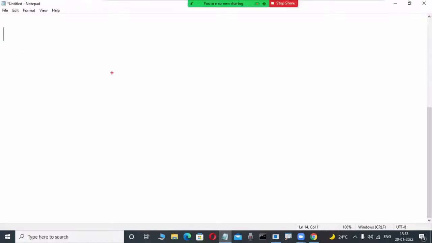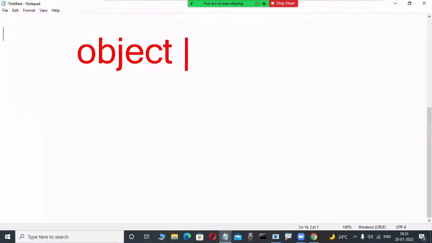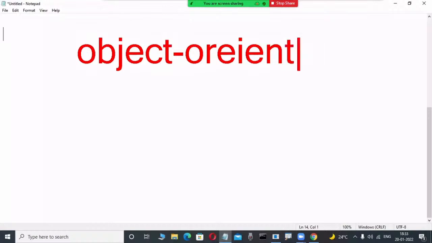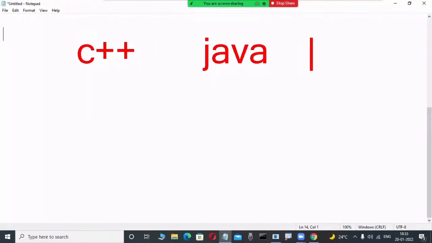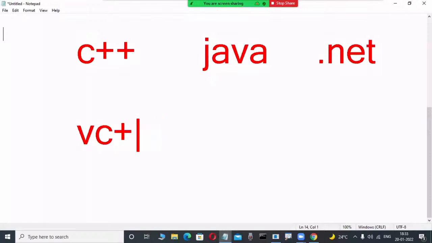Suppose there are so many object-oriented languages. Okay, a little bit of knowledge is there in technical. Object-oriented languages are there worldwide. What are the object-oriented languages worldwide? C++ is an object-oriented language. Java is a popular object-oriented language. C# .NET is an object-oriented language. VC++ is an object-oriented language. That's why there are so many object-oriented languages.